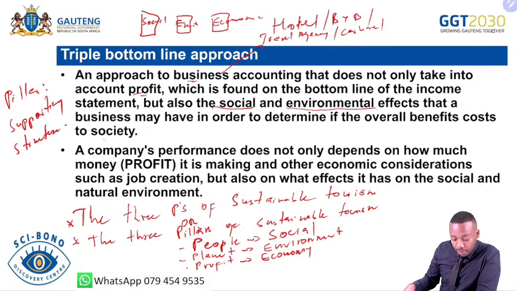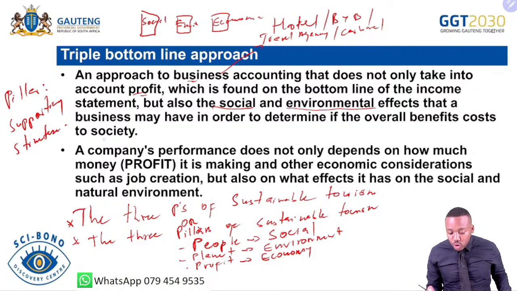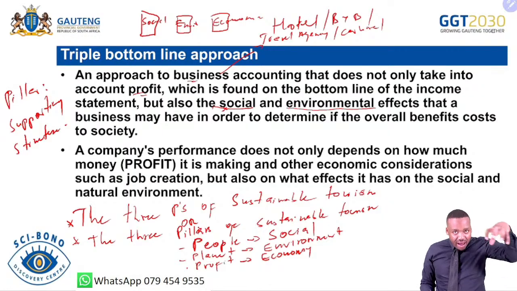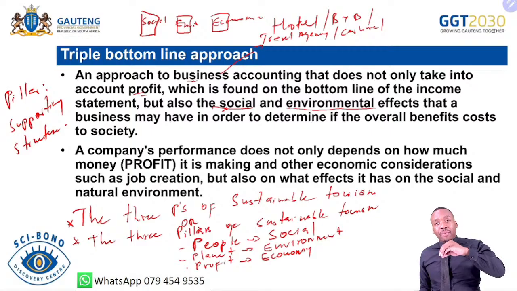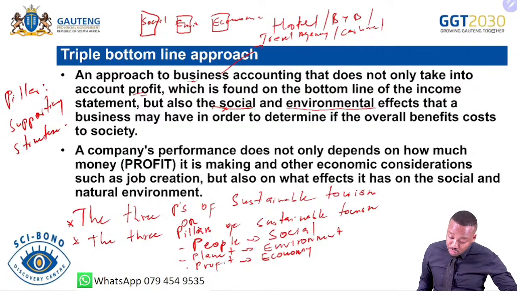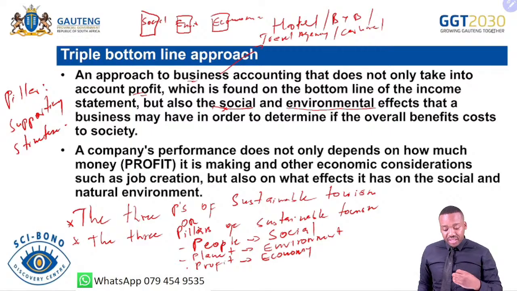So we are saying the tourism business must not only look at the profit, but must also look at what social impacts this business has. When we say social, remember we're talking about the impacts on people, right? Yes, you want to make profit, but what other social impacts are you as a tourism business making?